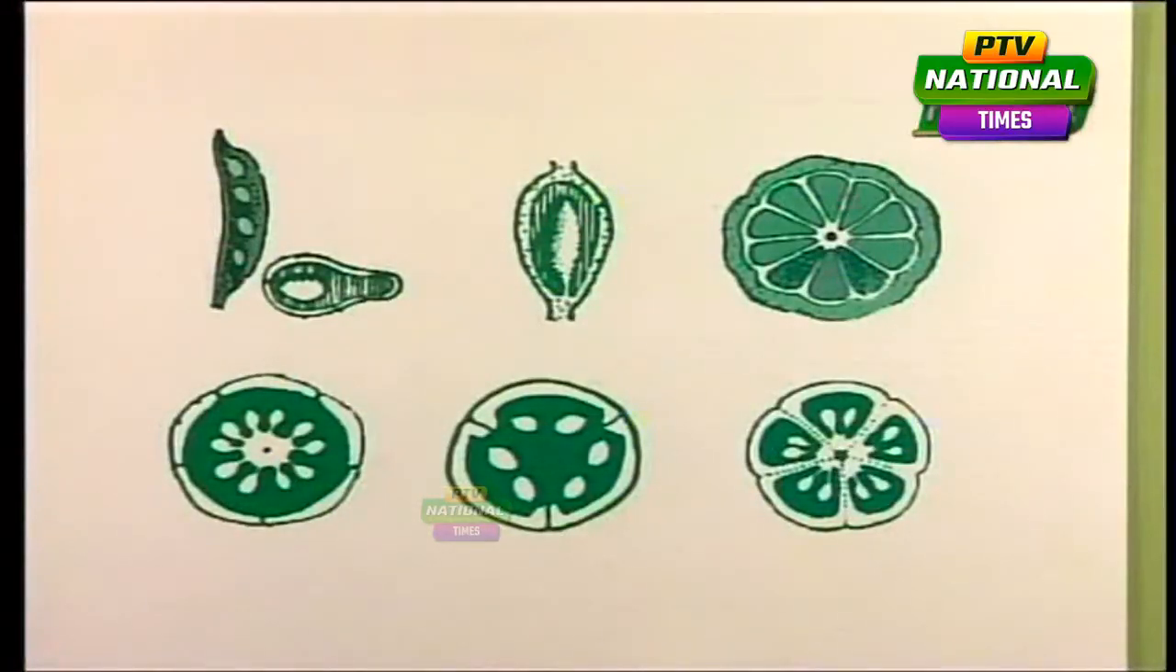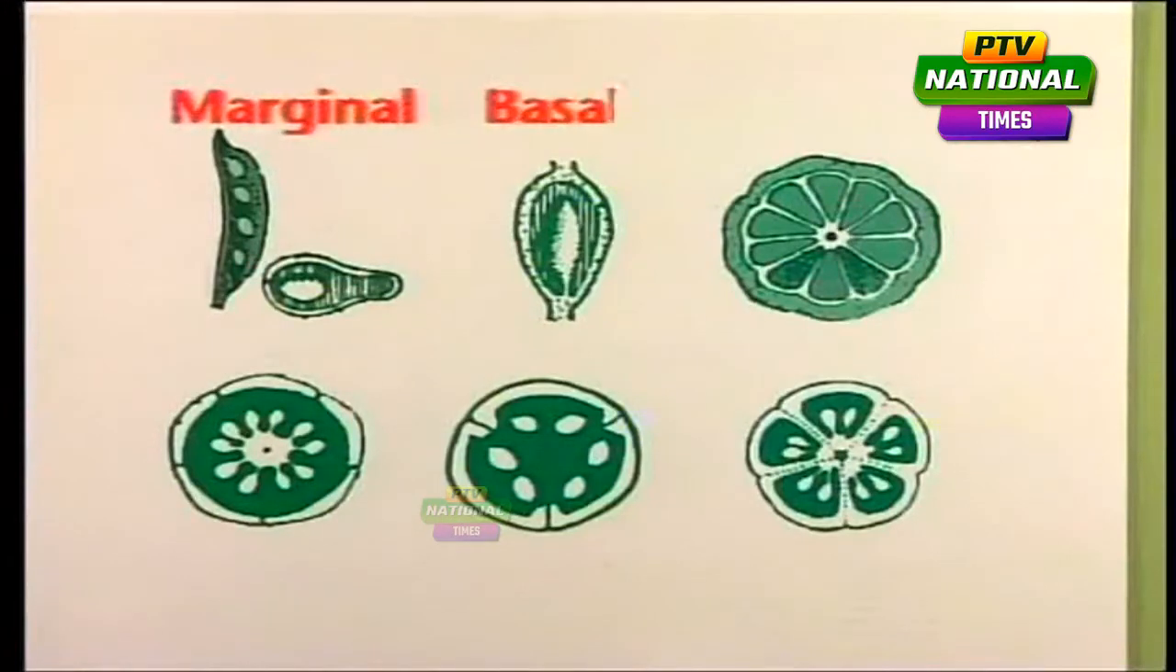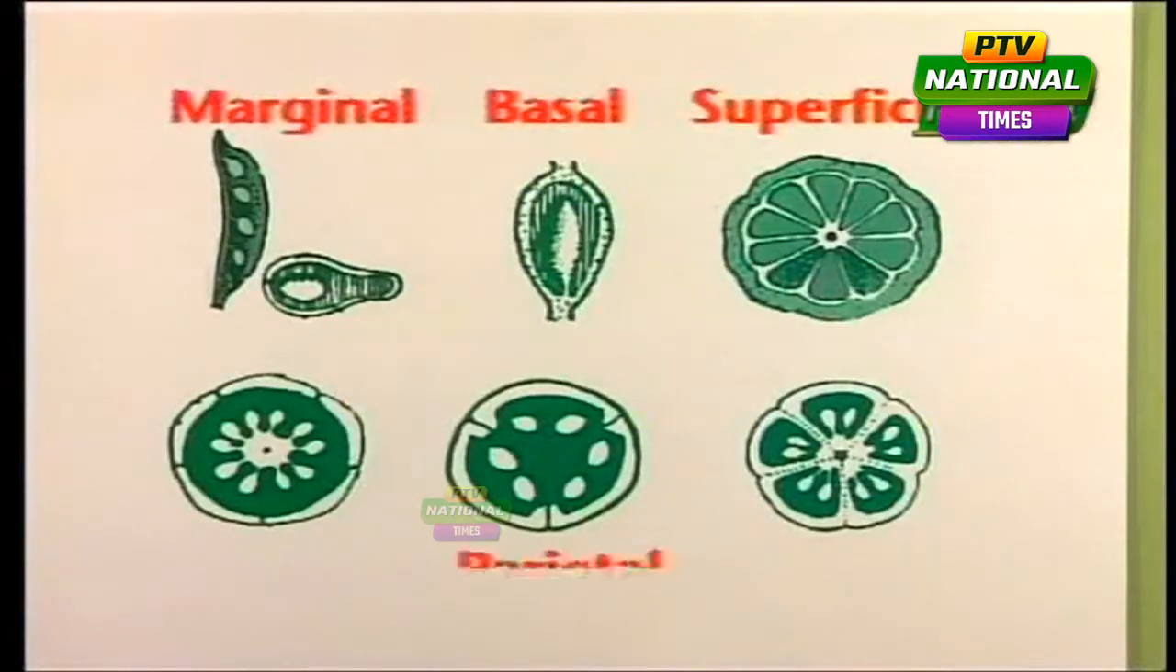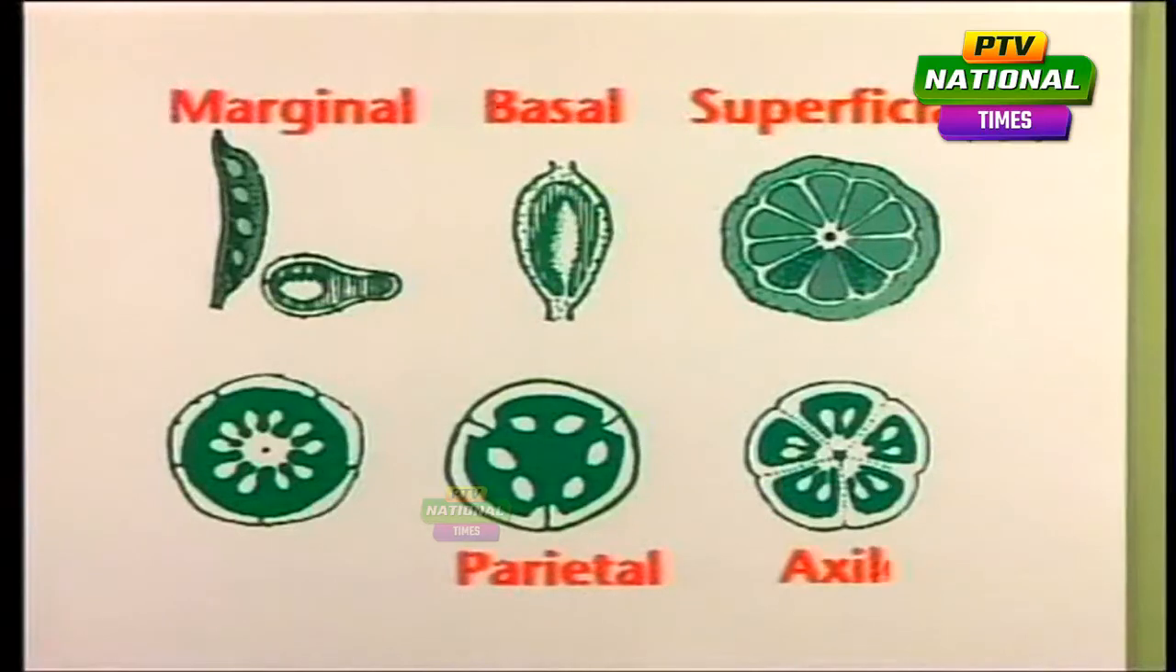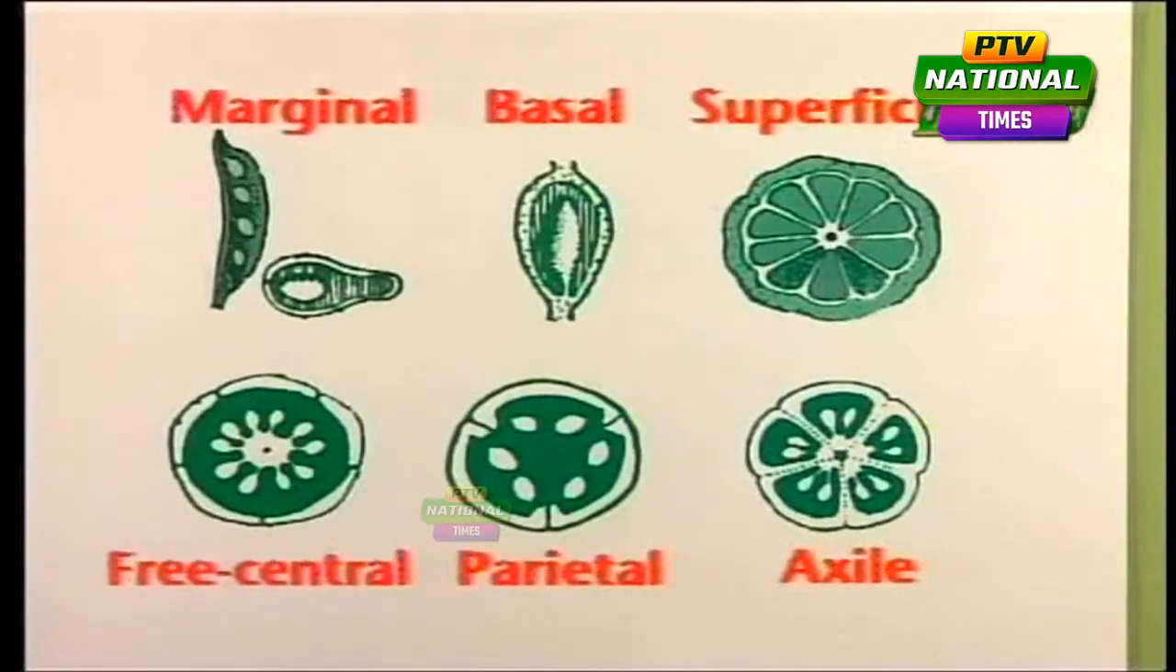6 different types. Marginal, those found in beans and peas. Basal, as in the sunflower. Superficial, that's found in the water lily. Parietal, which is found in the mustard or poppy flower. Axile, which is found in the China rose or ladyfinger. And free central, which is found in the portulaca flower.